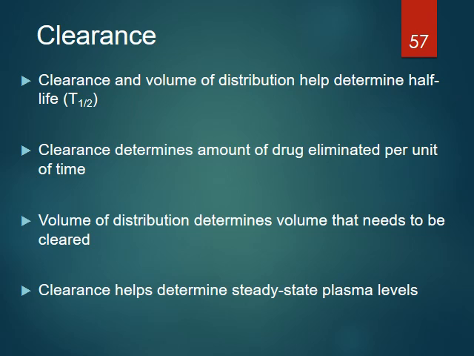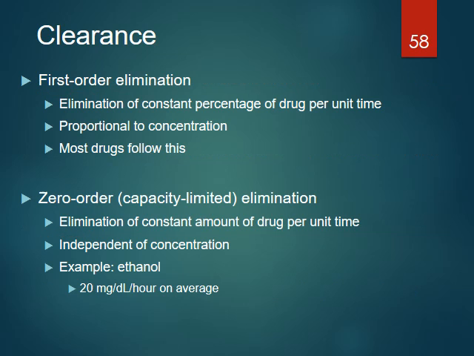And then the volume of distribution tells us the actual volume of blood that needs to be cleared of that drug. And so essentially, clearance helps us determine what the steady state plasma concentration of that drug is going to be. I'm going to get back to that in just a few minutes, but first we need to talk about elimination kinetics to help us determine certain factors like our half-life.